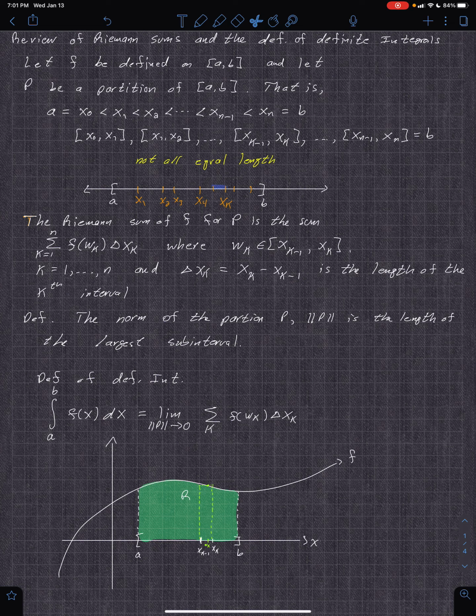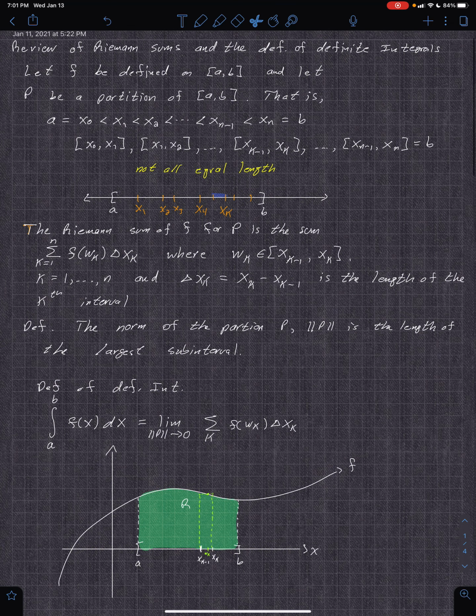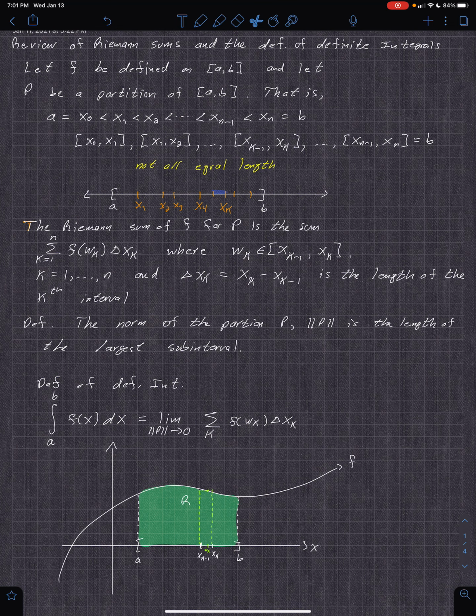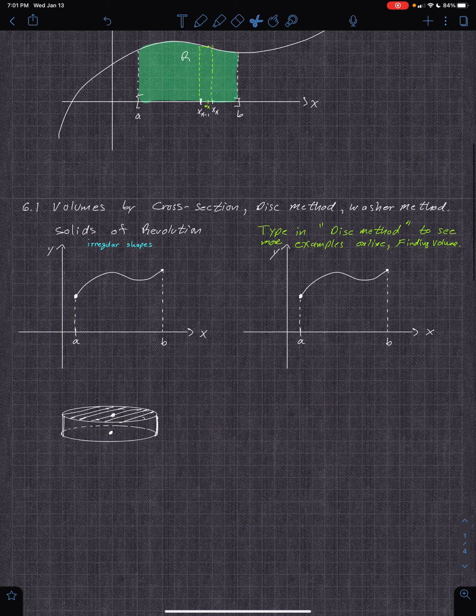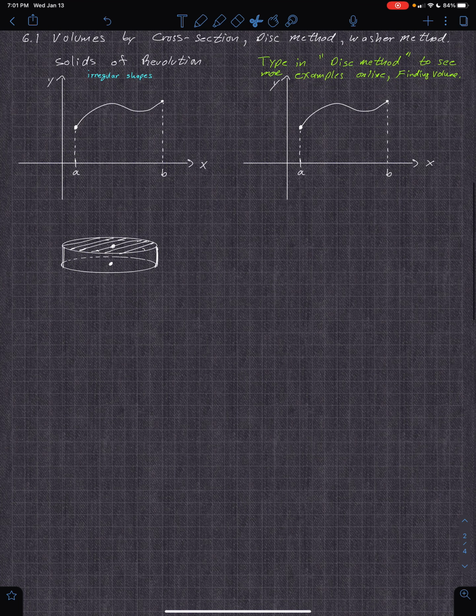Moving on to 6.1. First, this is the review of Riemann sums we just did. So take a look at that again. Make sure the general concept is clear to you. And let's take a look. So I sketched out a couple things already, so go ahead and write this down.